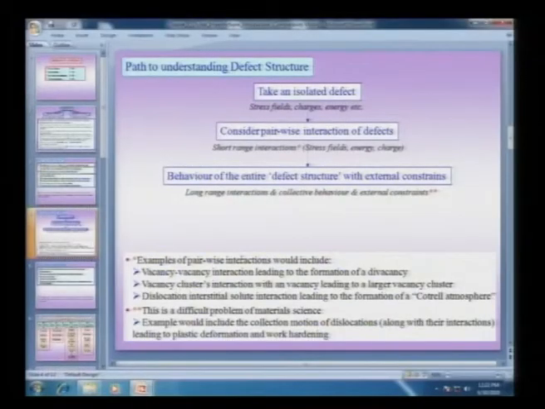The path to understanding defects, we said, was that we take up an isolated defect first, and then try to understand all aspects of this isolated defect. Then of course we ask whether this defect can associate with other defects of the same kind and different kinds. We study their interactions, their binding energies, etc.